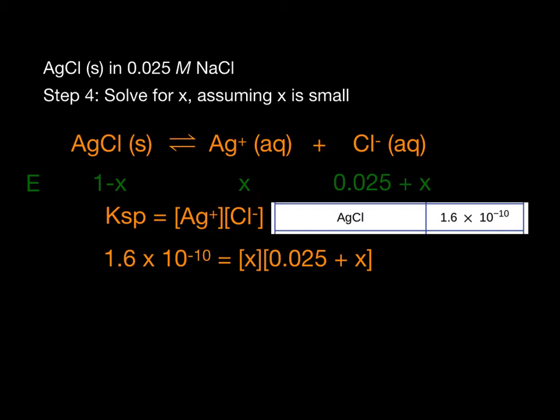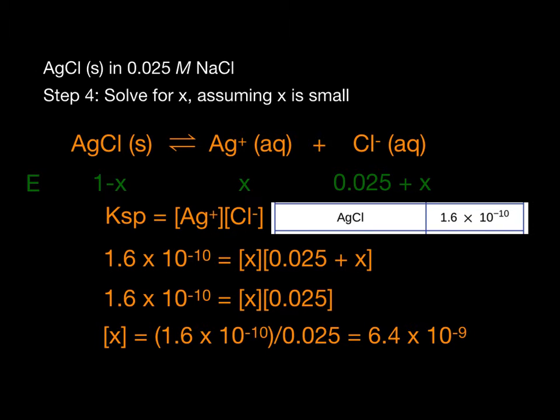Now, a key to solving this problem is to assume x is very small. We can make this assumption because KSP is very small. So we can simplify 0.025 plus x to just 0.025. And now we can very easily solve for x. X is equal to, after doing the algebra and calculator work, 6.4 times 10 to the minus 9.